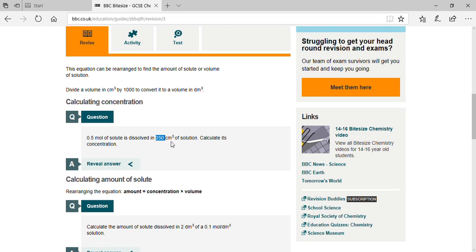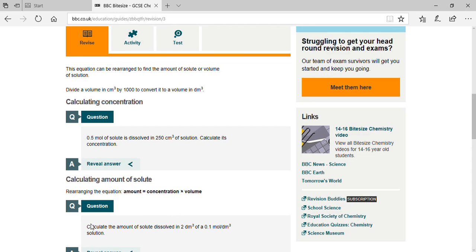Are you understanding that, beta? Next, if you want to calculate the amount of solute, the formula will be concentration times volume, as I just explained to you. So there is another type of question that can be given here.